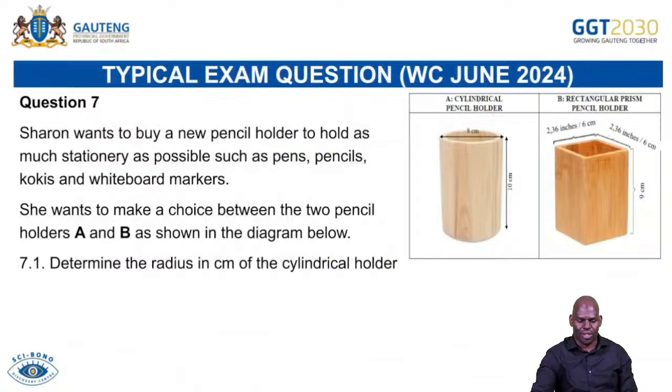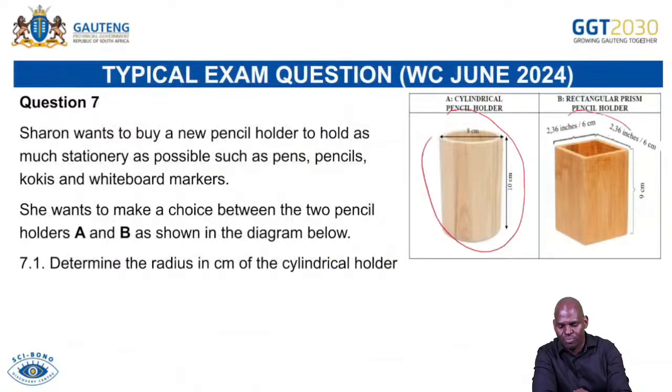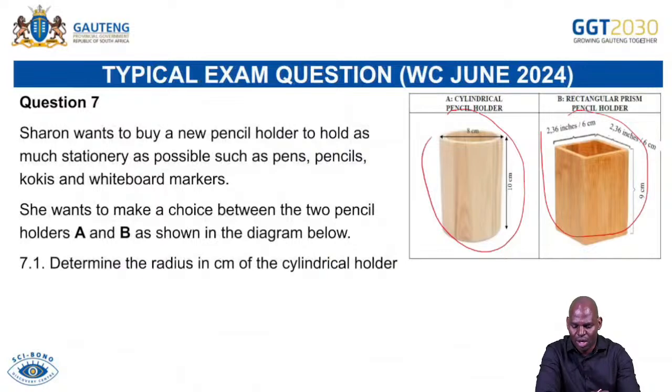Then the next question: Sharon wants to buy a new pencil holder to hold as much stationery as possible, such as pens, pencils, cookies, and whiteboard markers. She wants to make a choice between the 2 pencil holders, A and B, as shown in the diagram below. So there you've got stationery holders or pencil holders. Okay, you've got a cylinder, you've got the rectangular prism there.